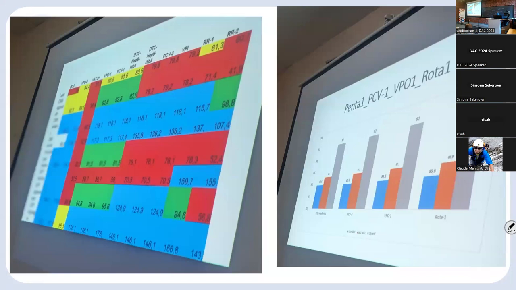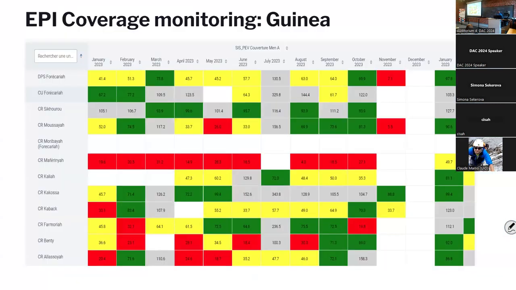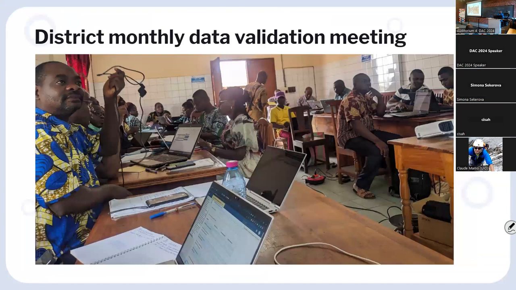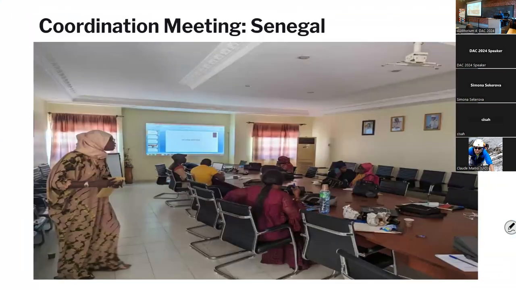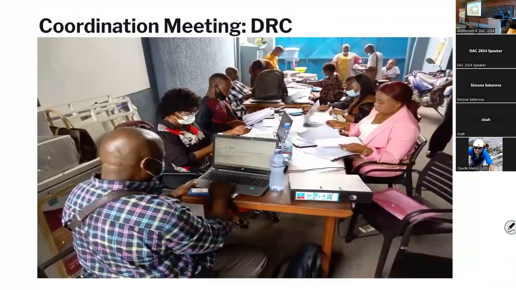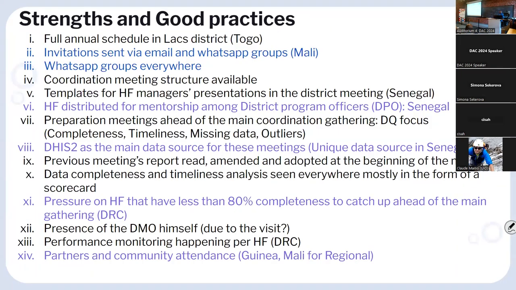They also use scorecards. Scorecard is something that is very popular, especially for API, but now growing in other sectors. As you say, they will track all these coverage indicators and so on. So these are the strengths that we found out there. A few photos of what we did in the field with these people. And this is a kind of synthesis of all the strengths that we found throughout this field work.